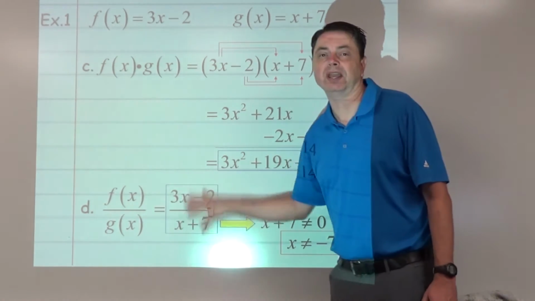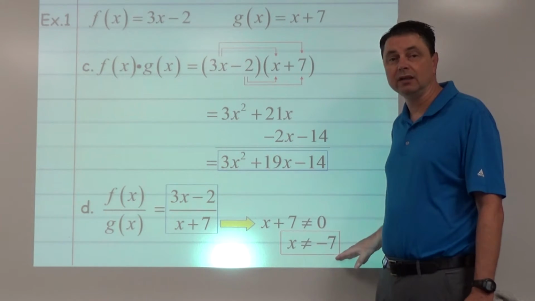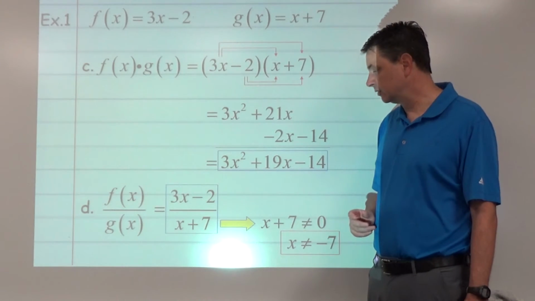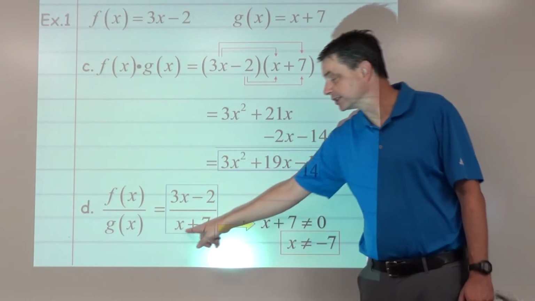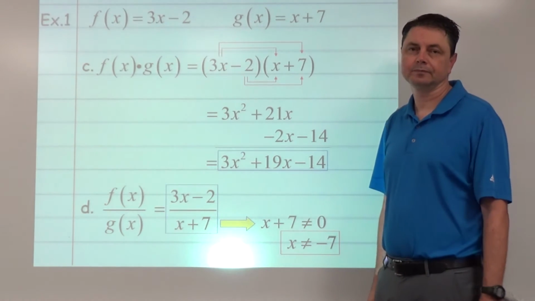So that's true of any division problem. You really got to take a look at the domain, which is coming from the denominator since we're not allowed to divide by 0. So notice, denominator cannot equal 0, and go from there.